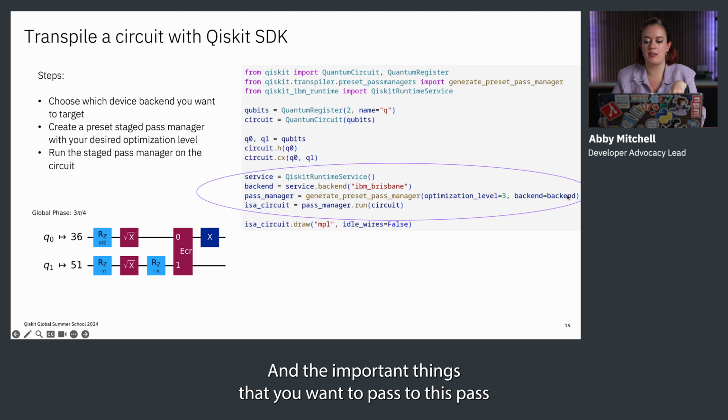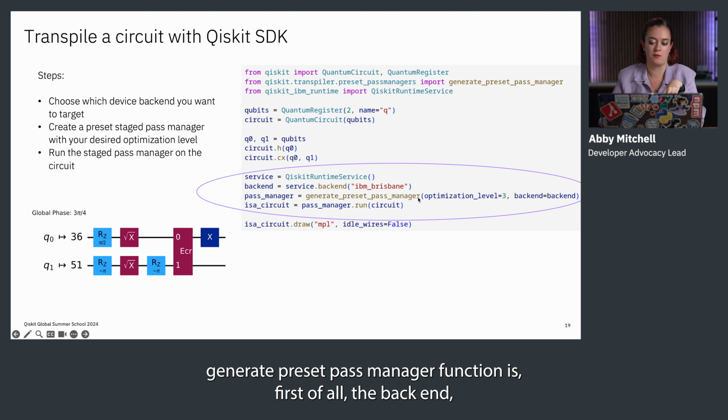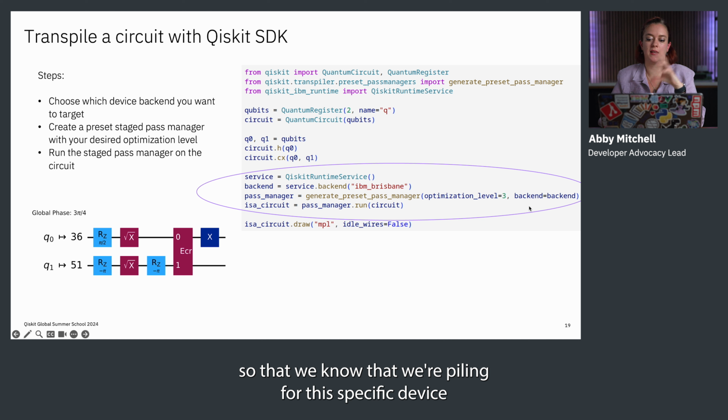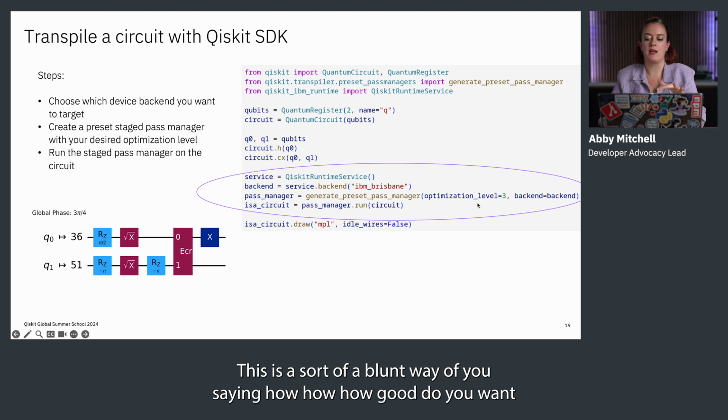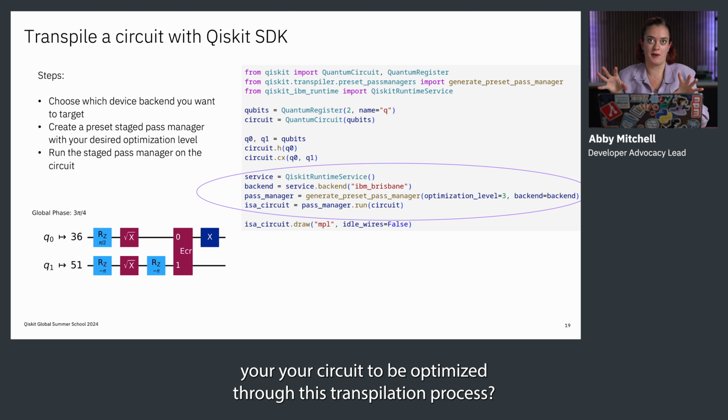And the important things that you want to pass to this generate preset pass manager function is, first of all, the backend, so that we know that we're transpiling for this specific device that we're going to be using. And next is the optimization level. This is a blunt way of saying how good do you want your circuit to be optimized through this transpilation process.